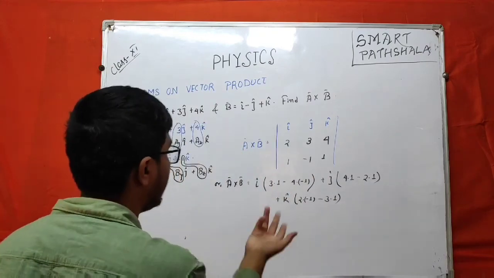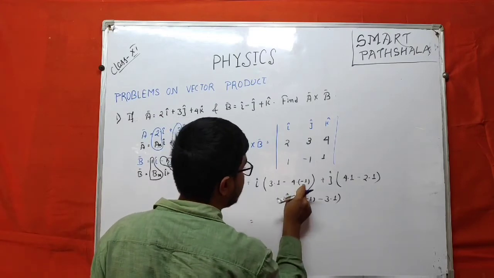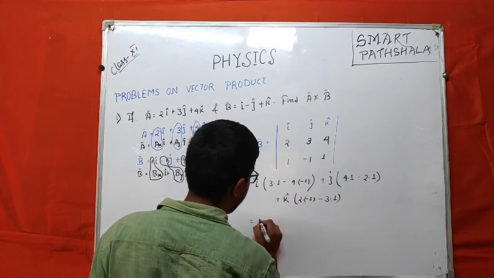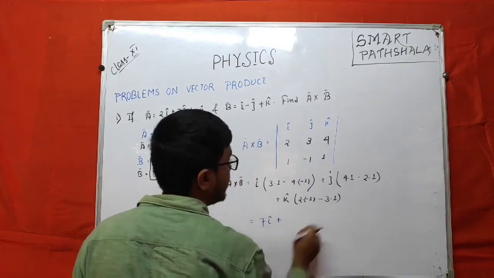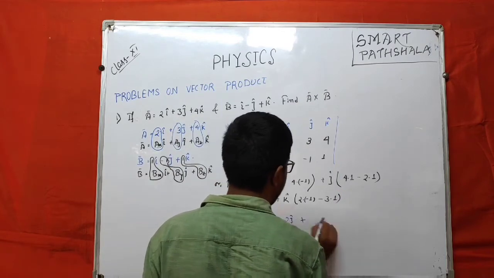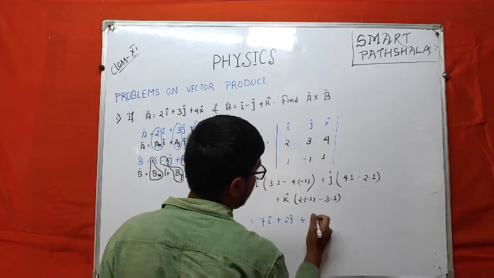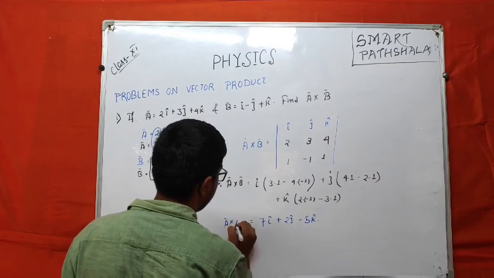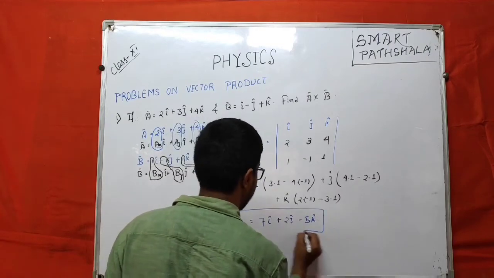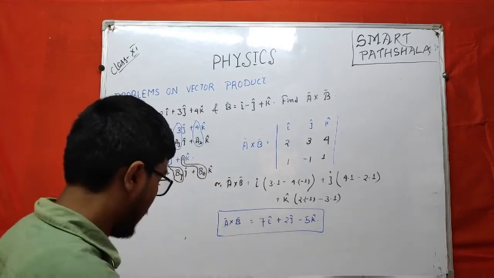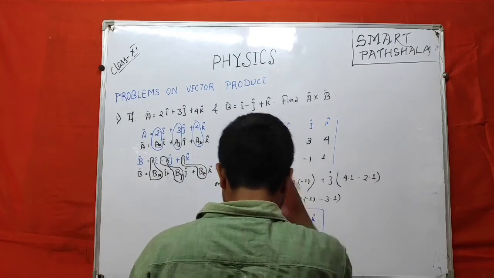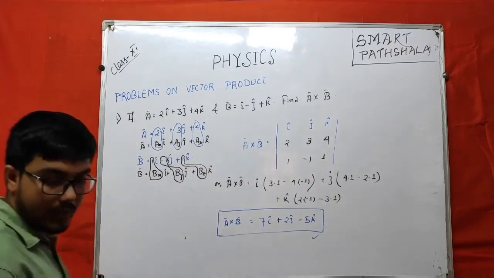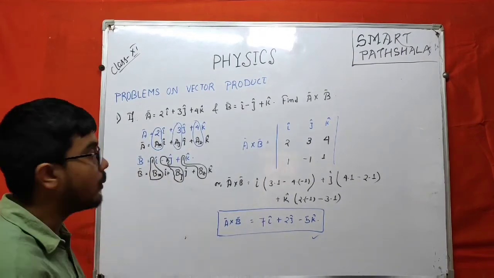Okay. Now just calculate it. That's it. What is this? Minus 4. Here we will gain 7 i cap plus 2 j cap plus 3 minus 2, that will become 5 k cap. Okay. That is our required answer. That is, A cross B equal to 7 i cap plus 2 j cap minus 5 k cap. Okay. Now we will move towards our second problem.